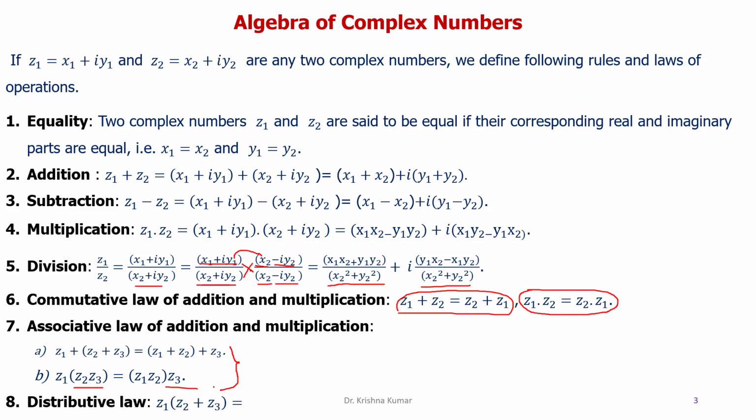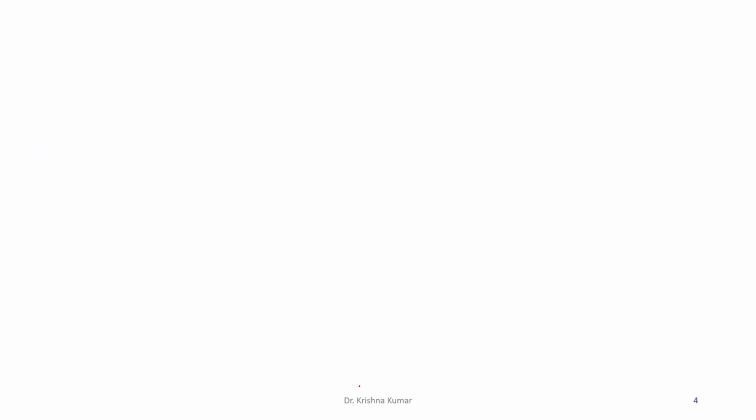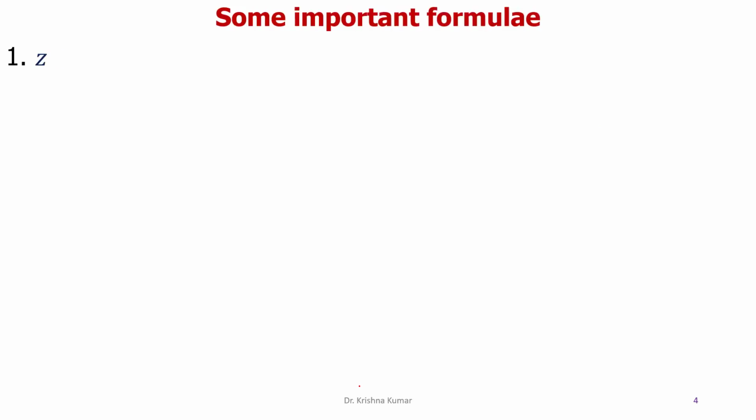Distributive law: Z1 whole multiplied by Z2 plus Z3 is equal to Z1 Z2 plus Z1 Z3. So this is called distributive property. Some important formula. First, Z plus Z bar is equal to 2x. Second, Z minus Z bar is equal to 2iy.